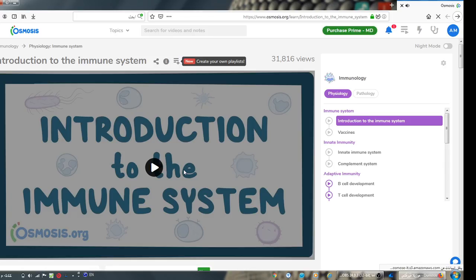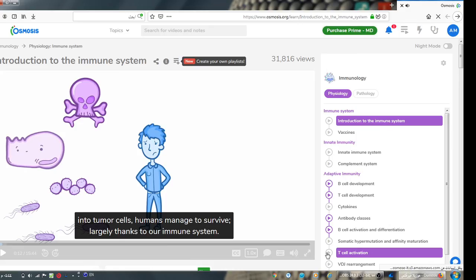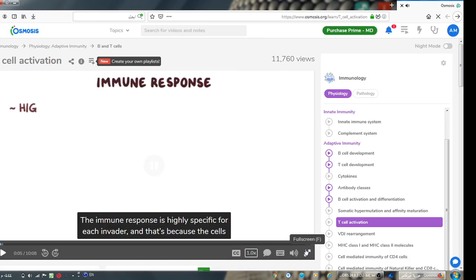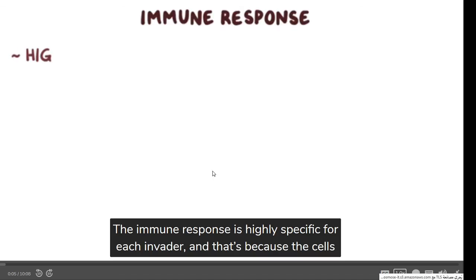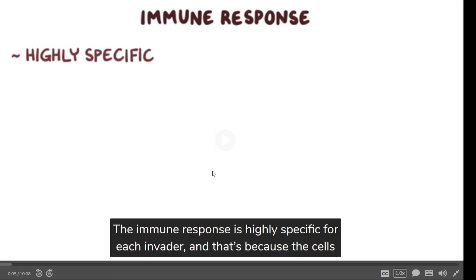turning into tumor cells. The immune response is highly specific for each invader, and that's because the cells of the adaptive immune response have receptors that can differentiate friendly bacteria from potentially deadly pathogens from their unique parts, called antigens. The key cells of the adaptive immune response are the lymphocytes.